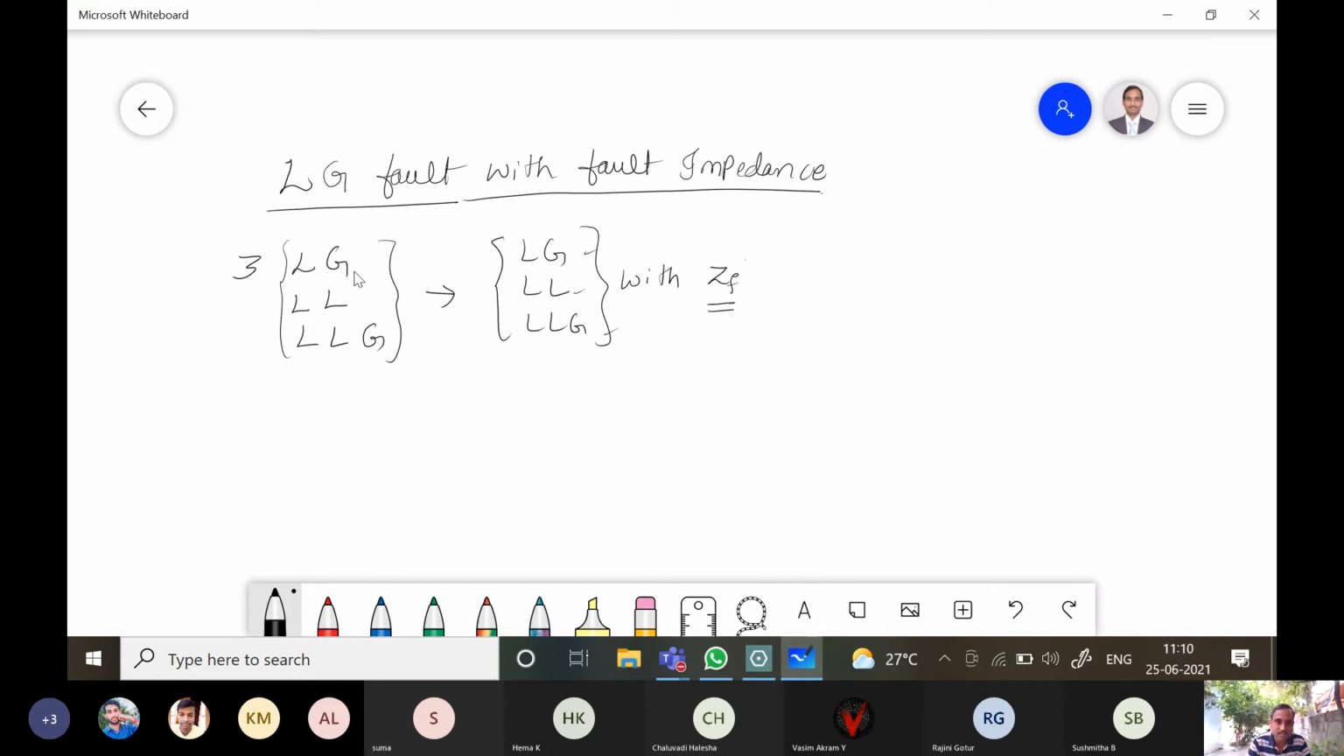In the previous case, this is without fault impedance, without ZF. Now we can derive the expression with ZF. So I will go through the previous derivations and tell you what modifications there are in them, so you can easily understand how to find the circuit with impedance.